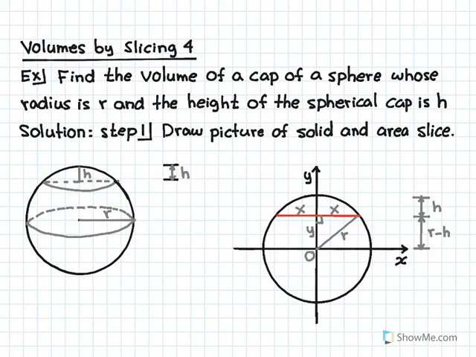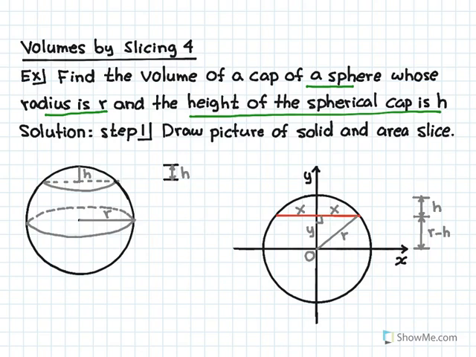In this video, we're going to look at another example of volumes by slicing. So the question here is to find the volume of a cap of a sphere whose radius is r and the height of the spherical cap is h. The first step, as usual, is to draw a picture of the solid and a cross-sectional slice.